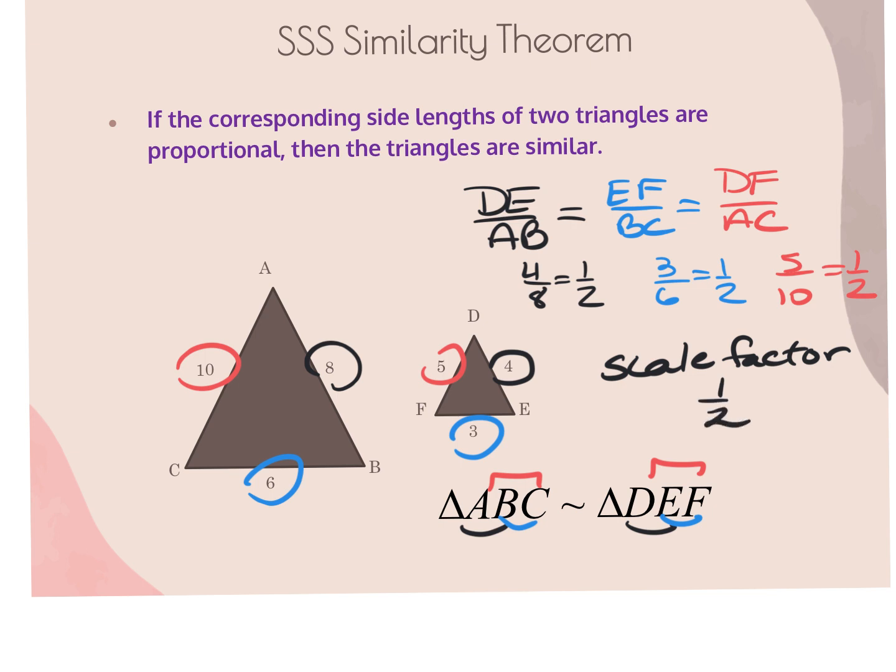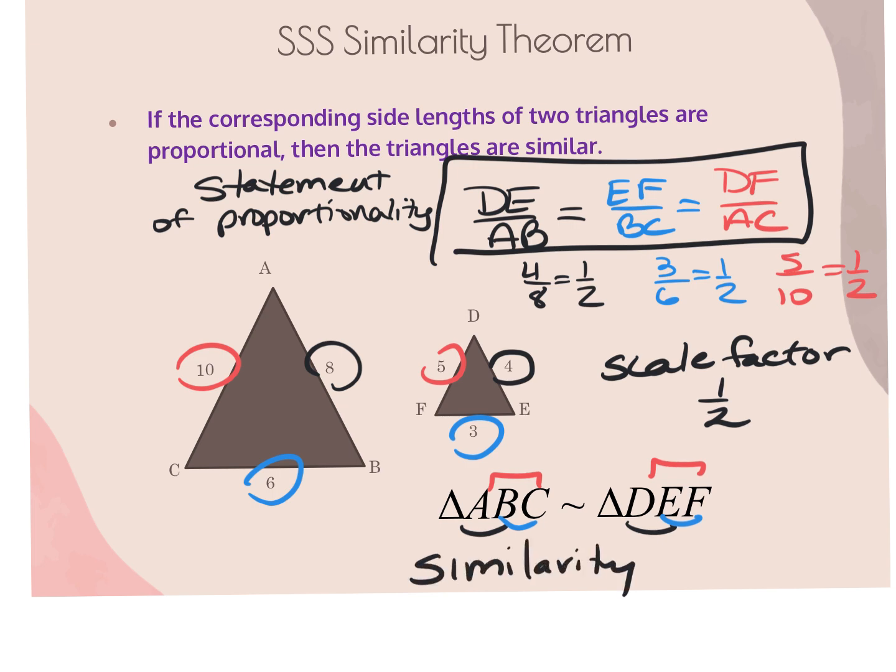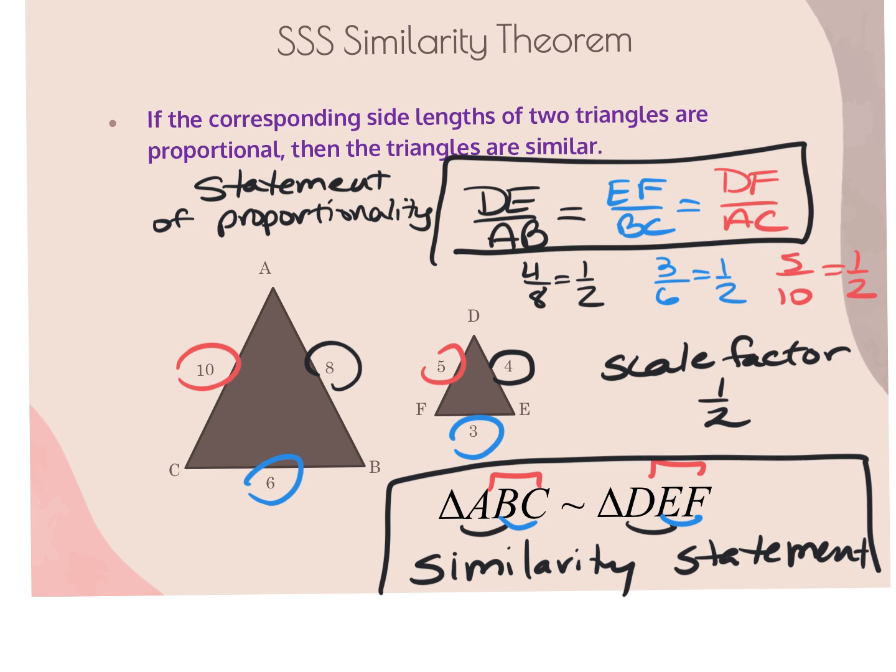So understand the vocabulary. This right here, the three fractions with the variables, again, this is called the statement of proportionality. So when I ask for this on the quiz, understand this term. And when I ask you to write a similarity statement, this is what's pictured here at the bottom. The triangle ABC is similar to triangle DEF. And then the scale factor is the simplified ratio.